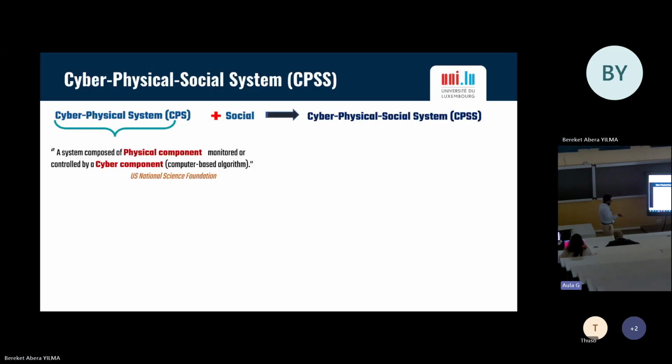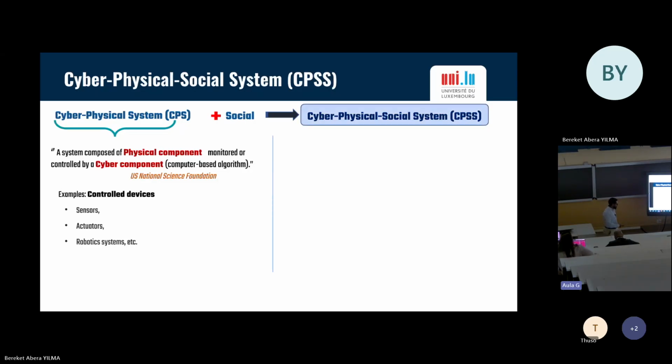If you look at the textbook definition of cyber physical systems, it is a system composed of a physical component which is monitored by a cyber component. It's essentially sensors, actuators, any kind of robotic devices that have a physical component and are controlled through some kind of software. And when you add social, this is pretty much a paradigm shift from the pre-existing concept of cyber physical systems. Okay, so this is a major paradigm shift.